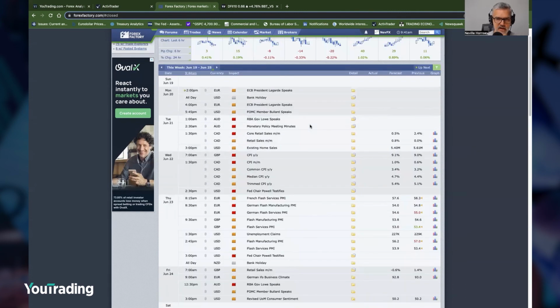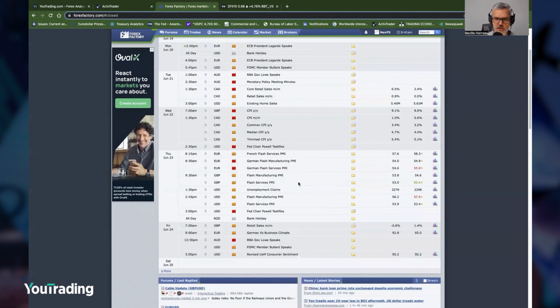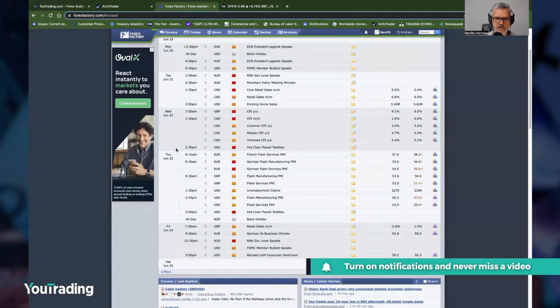Right, so that's kind of the week ahead. I think Thursday is probably going to be the biggest move for the euro and the US dollar and maybe the UK. But with Fed Chair Powell speaking on Wednesday, maybe a lot of the volatility happens after that.